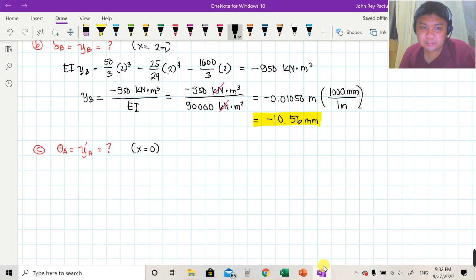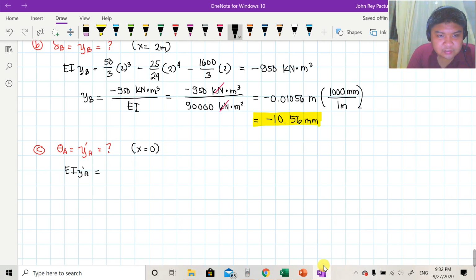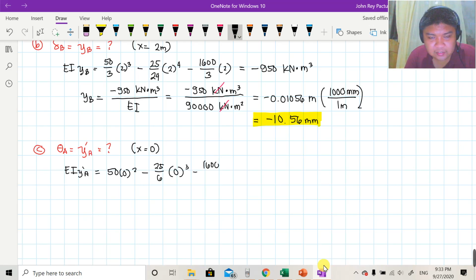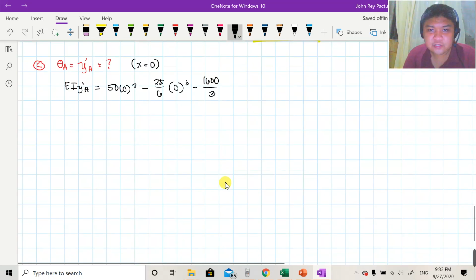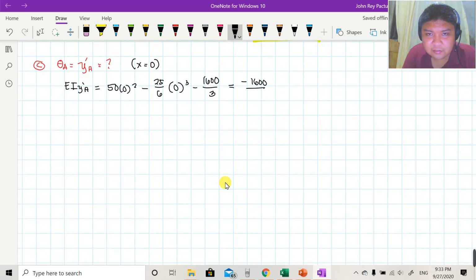So that is point A nga. And therefore, gamitin lang natin 'to as EI y prime A. So simply 50 times 0 squared minus 25 over 6 0 cube minus 1,600 over 3. Tama ba yung equation class? Check mo nga. Yes, tama siya. So, therefore, pag kinompute mo to, magiging negative 1,600 over 3.